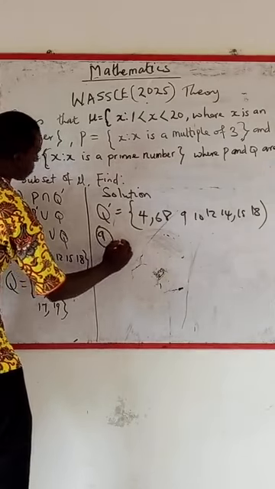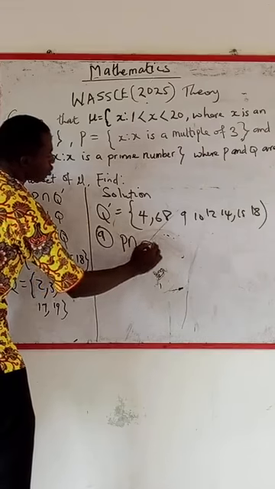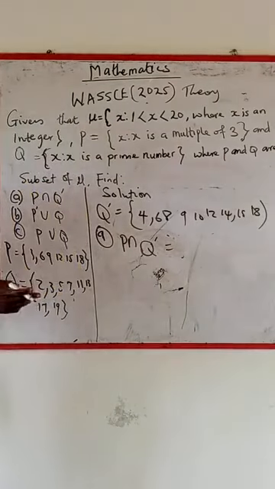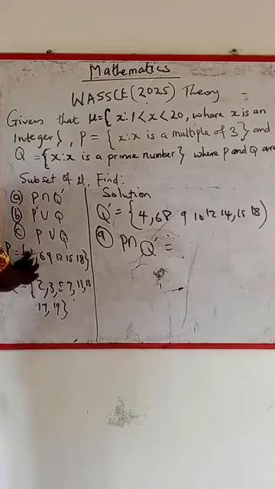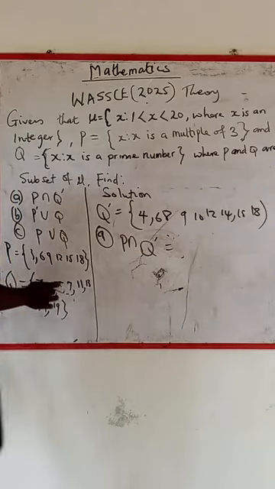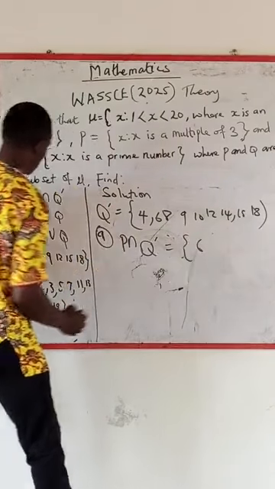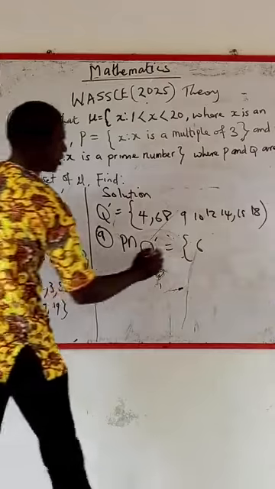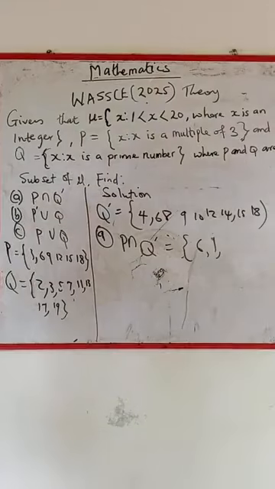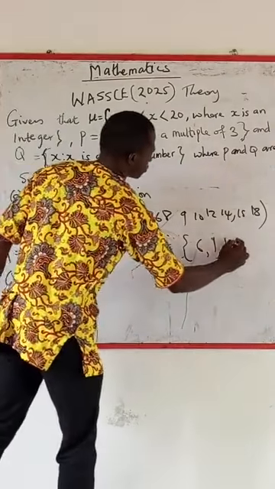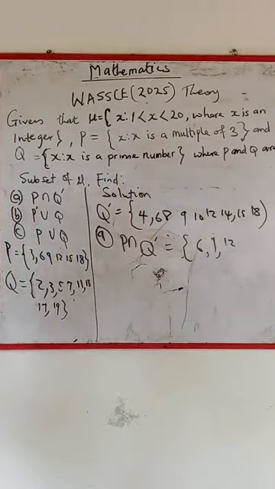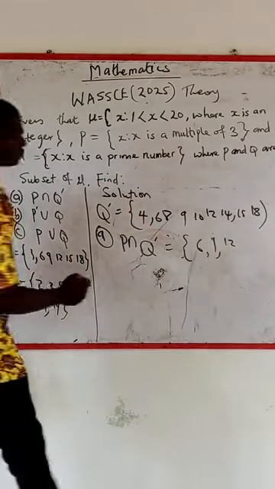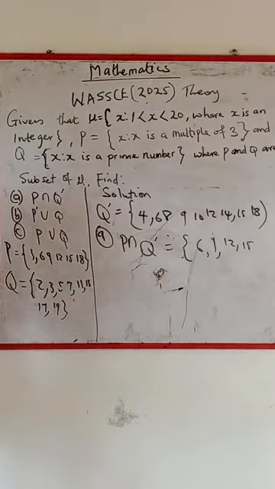P intersection Q prime is equal to what is common. If we check what is common between P and Q prime, we see 6 as the first number. 6 is common. Then the next number, do we have 9? 9 is common. Then do we have 10 there? No. Do we have 11? No. Do we have 12? 12 is common. After 12 we have 15. 15 is common. Then 18 is common.